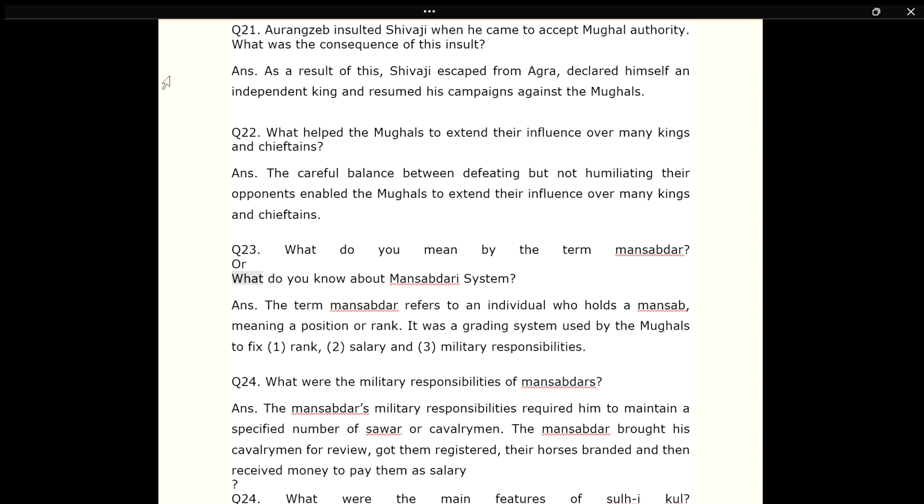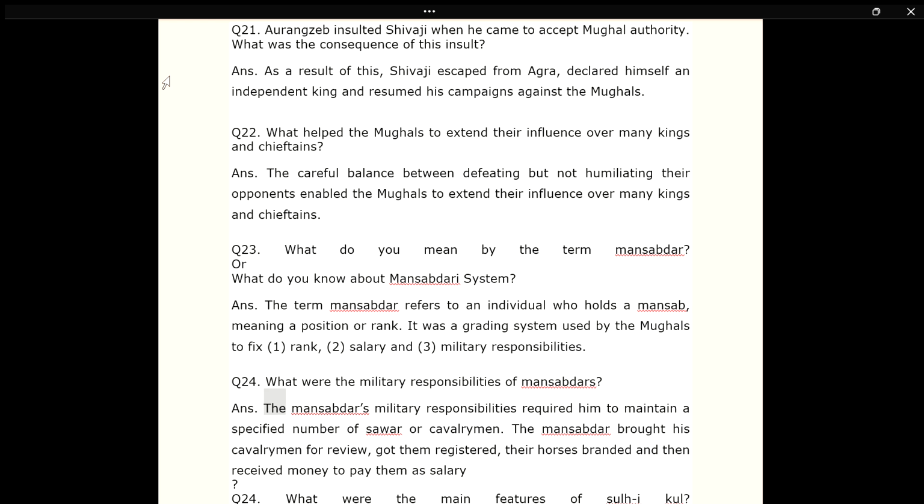Q23. What do you mean by the term Mansabdar? Or, what do you know about Mansabdari system? Ans. The term Mansabdar refers to an individual who holds a mansab, meaning a position or rank. It was a grading system used by the Mughals to fix 1. Rank, 2. Salary and 3. Military responsibilities.